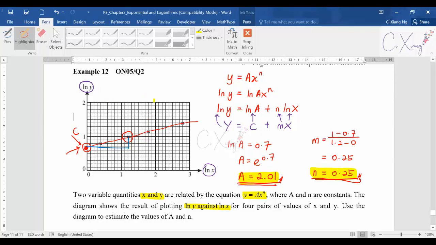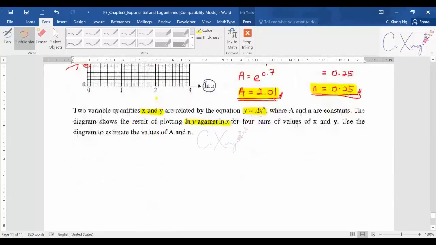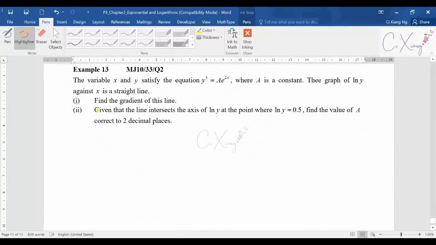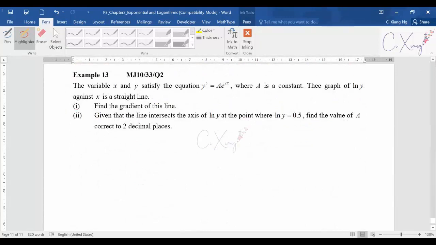Okay, then let's continue to example 13. For this example, they didn't give you any graph, but by using the suitable information, you should be able to get an answer as well. Again, you can have a look. The original equation is y to the power 3 equals a e to the power 2x.